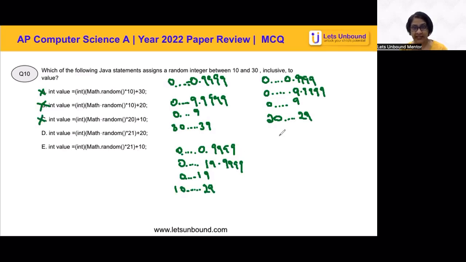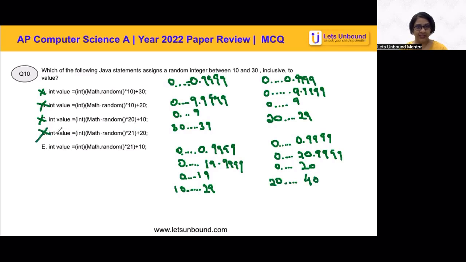Coming to option D, let me write down the original range of Math.random, 0 to 0.9999. Now multiplying it with 21. So multiplying with 21 makes the range 0 to 20.9999. Taking the integer value on both the ends, so range becomes 0 to 20. Adding 20 on both the ends, this becomes 20 and this becomes 40. So once again, we don't need this.